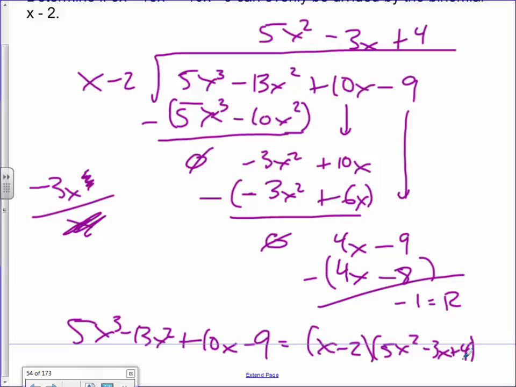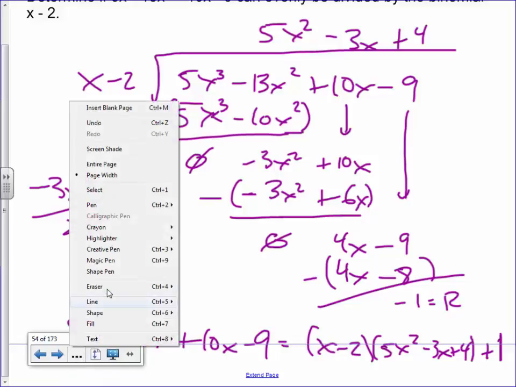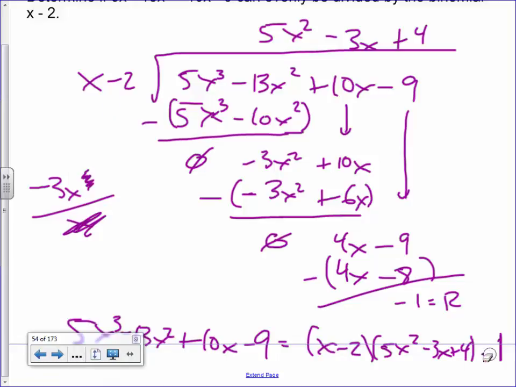But since it didn't divide evenly, there is a remainder left over of plus 1. If you were to FOIL this stuff here out and then add 1, it should hopefully equal all of this stuff over here. That makes sense? Actually, it should be subtract 1, shouldn't it? Because the remainder was minus 1. Not add 1, subtract 1.